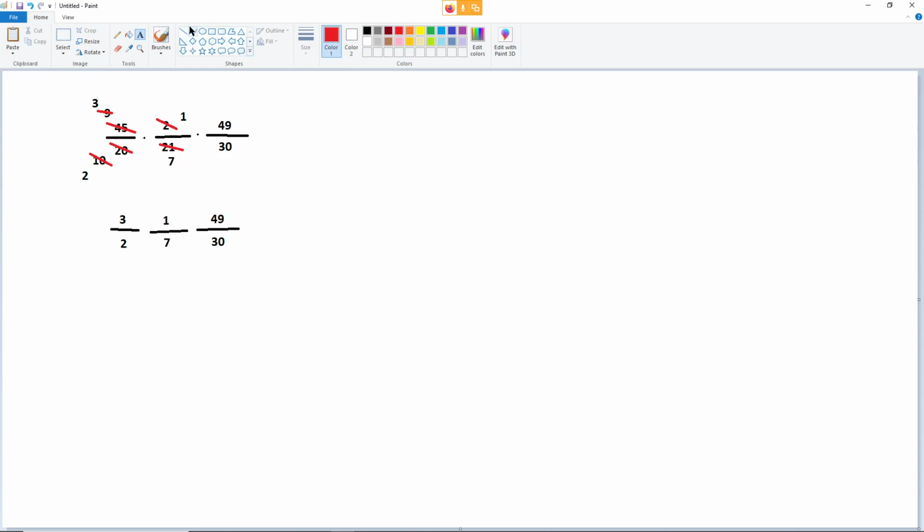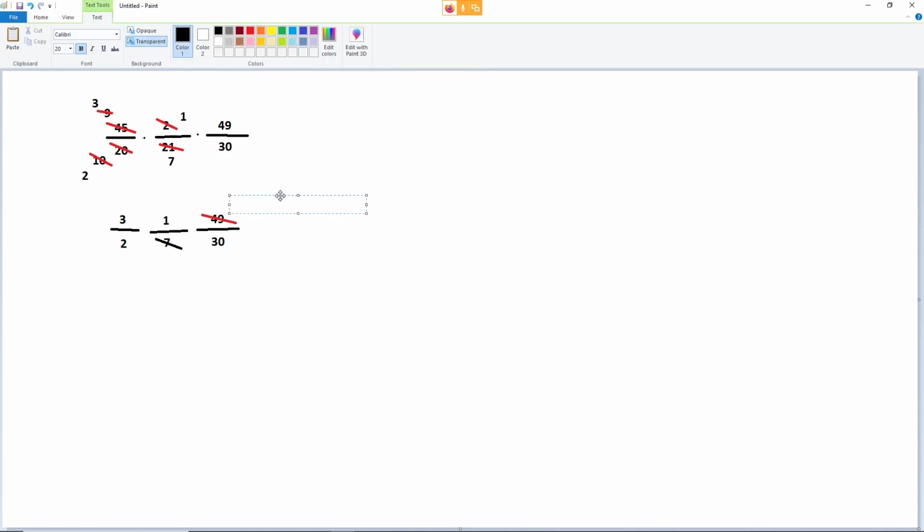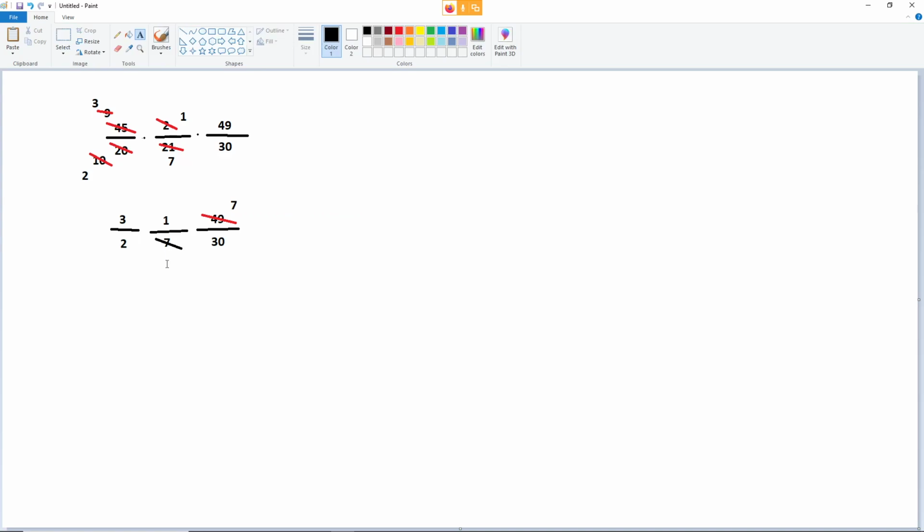So I will just do this. Divide that by 7 and divide that by 7. So I should now get 49 divided by 7 is 7, right? 7 divided by 7 is 1. All right, that's done.